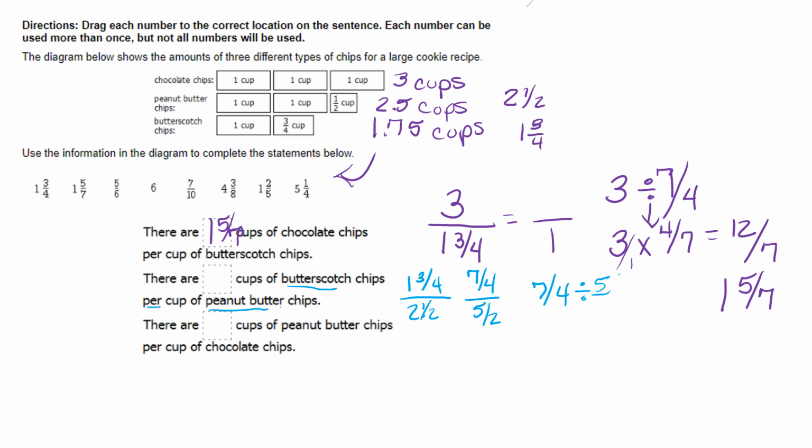And when I divide here, I leave the first one, change the divide to a multiply, and change the 5/2 to its reciprocal, which is 2/5. 7 times 2 is 14. 4 times 5 is 20. Okay, 20. So I can go ahead and put that here.